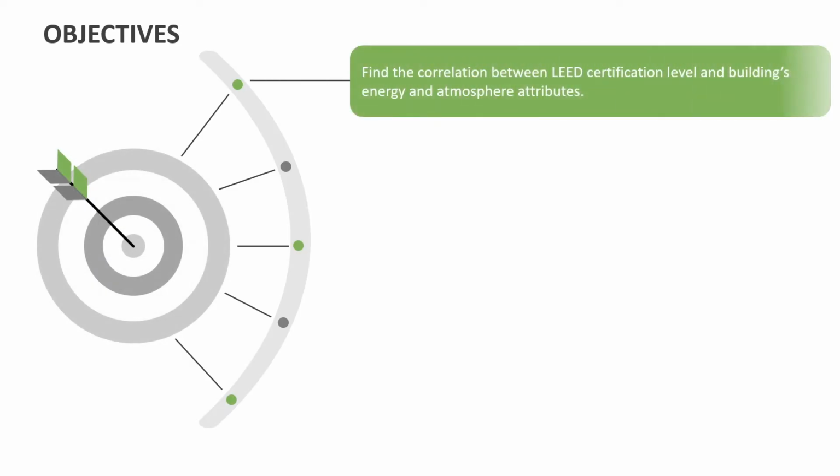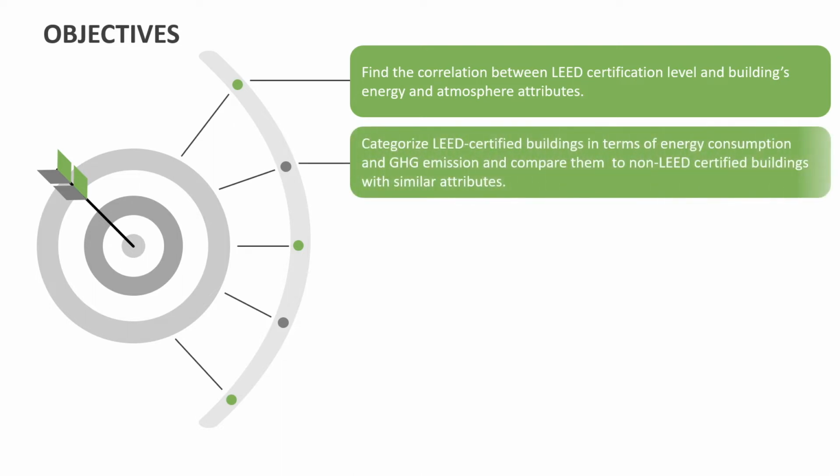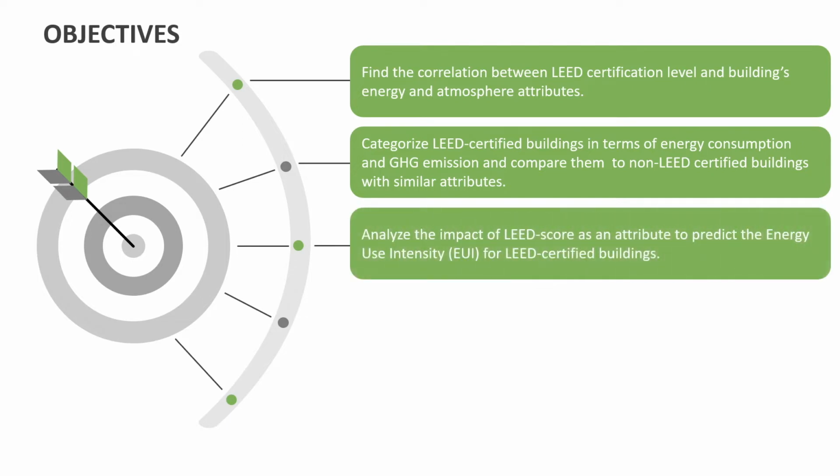We will look at the correlation between LEED certification level and buildings' energy and atmosphere attributes. Then we will categorize LEED certified buildings in terms of energy consumption and GHG emission and compare them to non-LEED certified buildings with similar attributes. The impact of LEED score as an attribute to predict EUI for LEED certified buildings will then be analyzed.